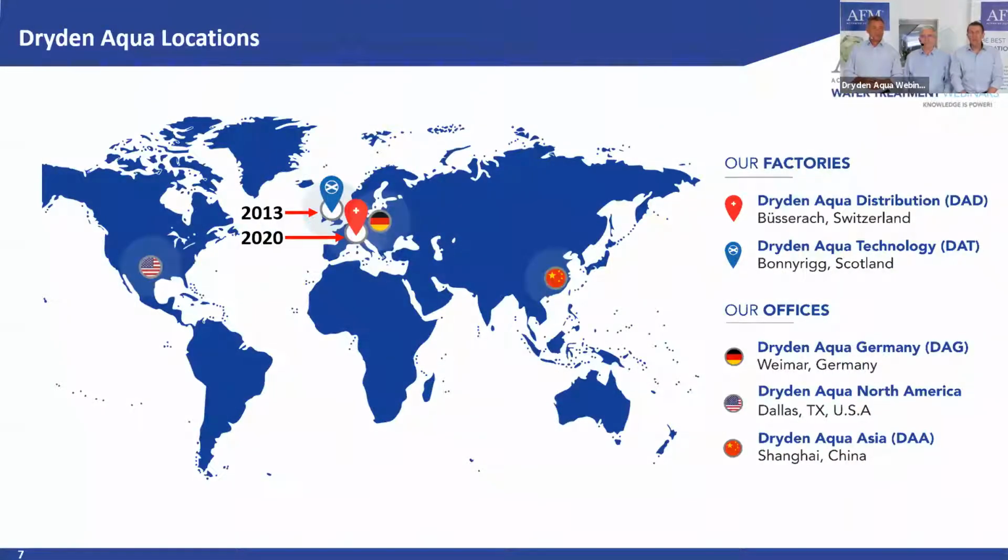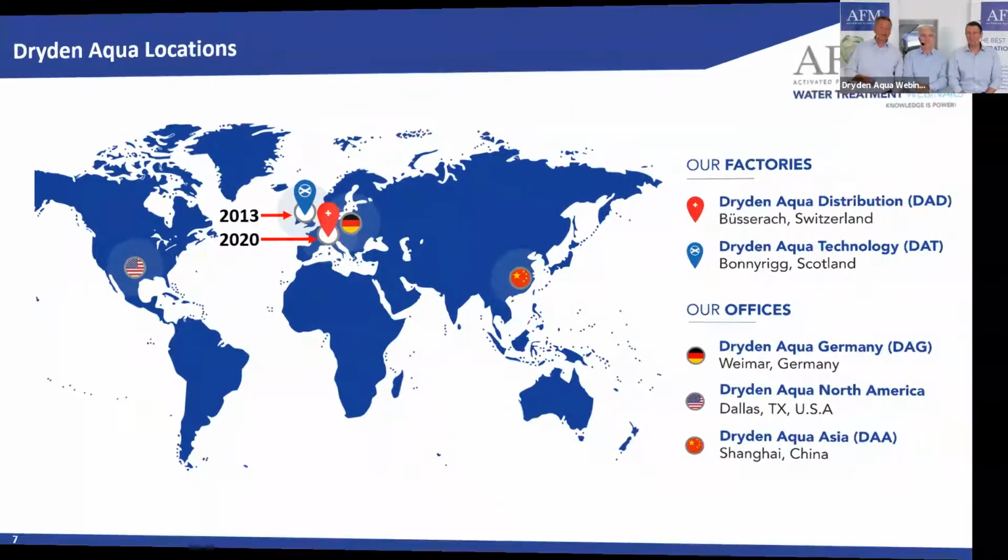AFM is produced in two factories, one in Scotland and one in Switzerland, where we are. You can see it behind us. This is the Switzerland factory. We have a sales office in the US, where we also have logistics space with warehouses. We have an office in China, in Shanghai, also with a warehouse. In Germany we have a logistic base for Eastern Europe for small quantities. Big quantities come directly from us.